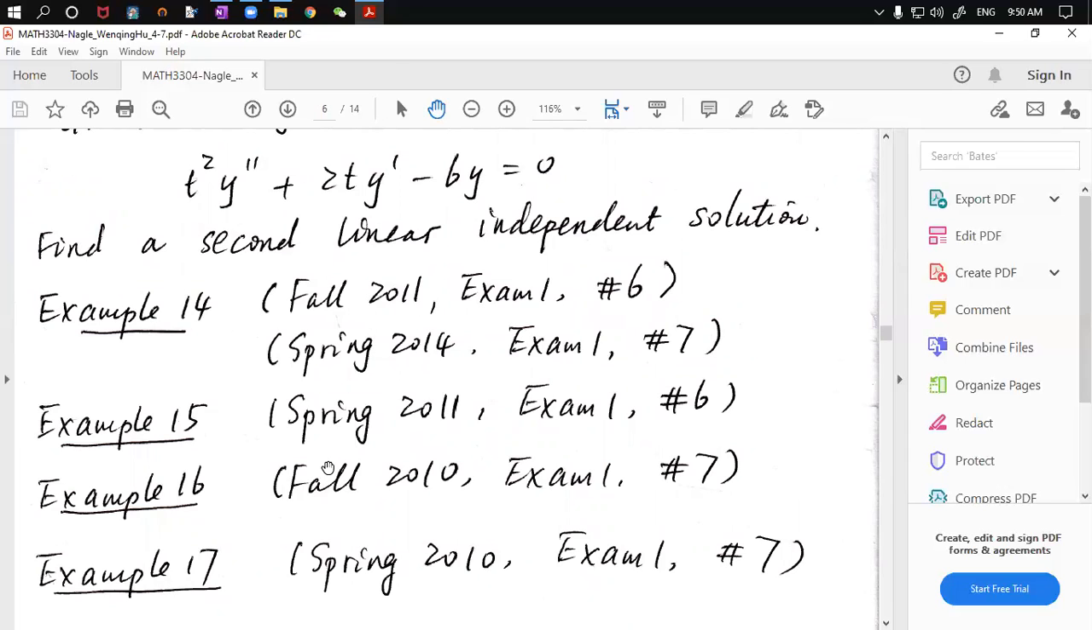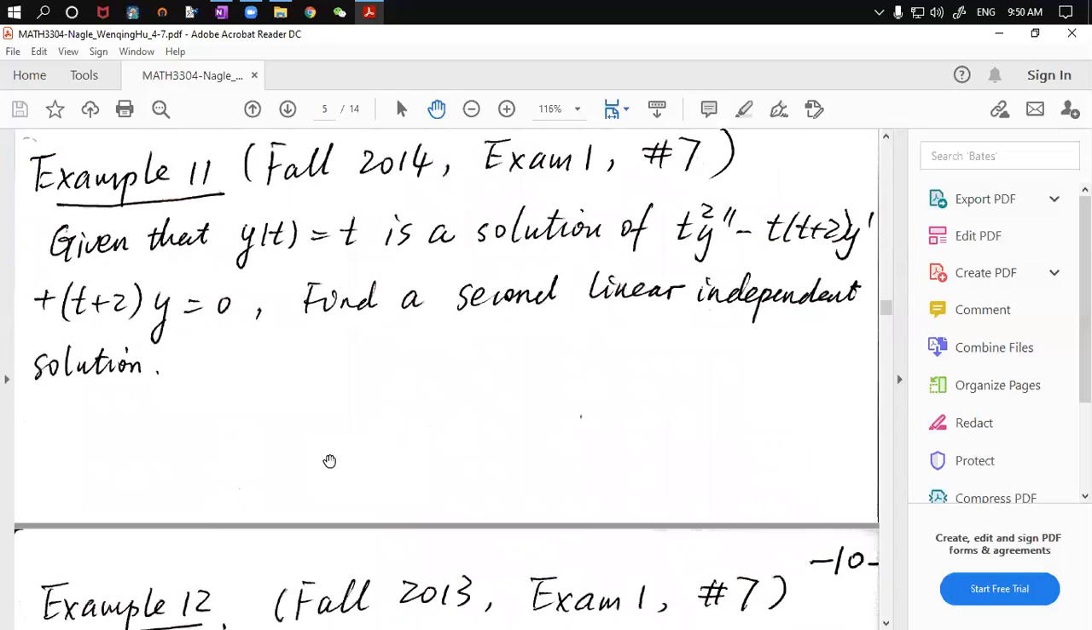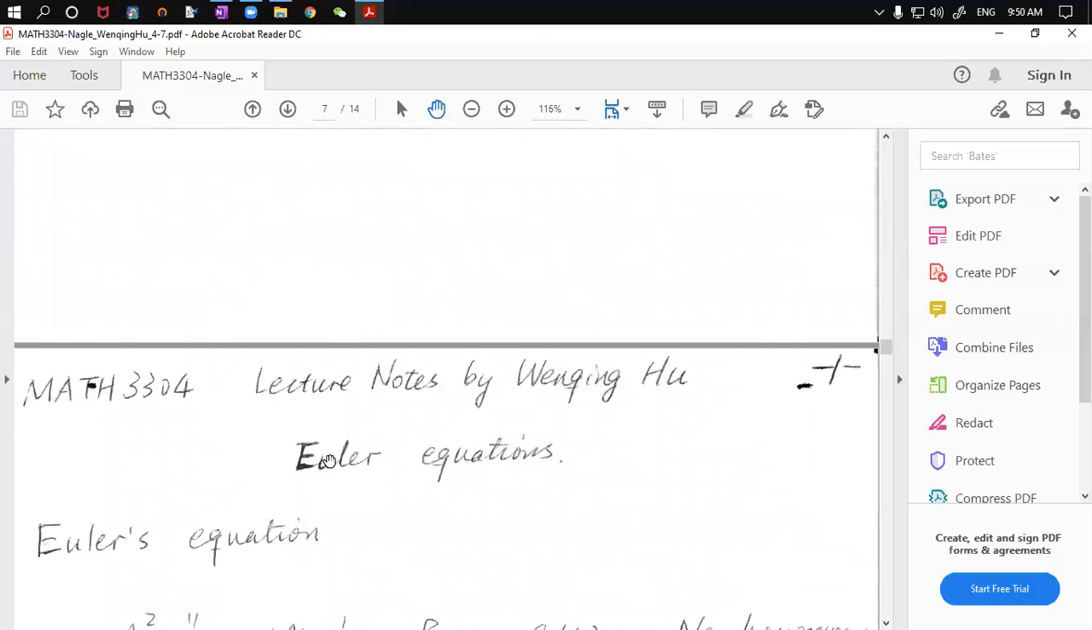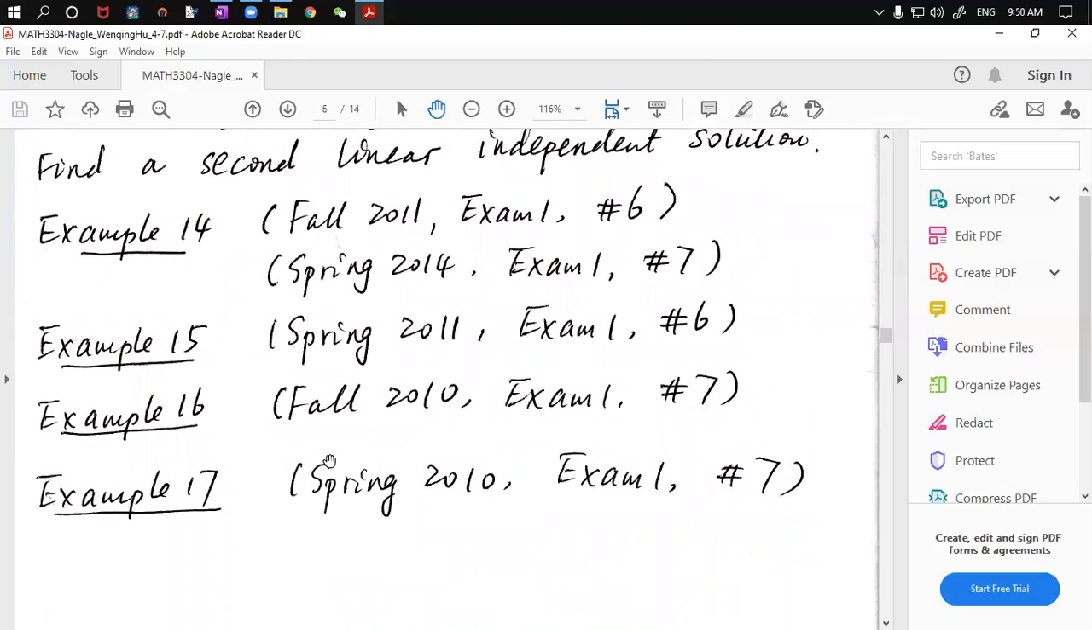Is that good for everybody? Okay, so then you can find what you need. So this is a very important method, a method called reduction of order. Okay, so that's what I want to say for today's lecture.